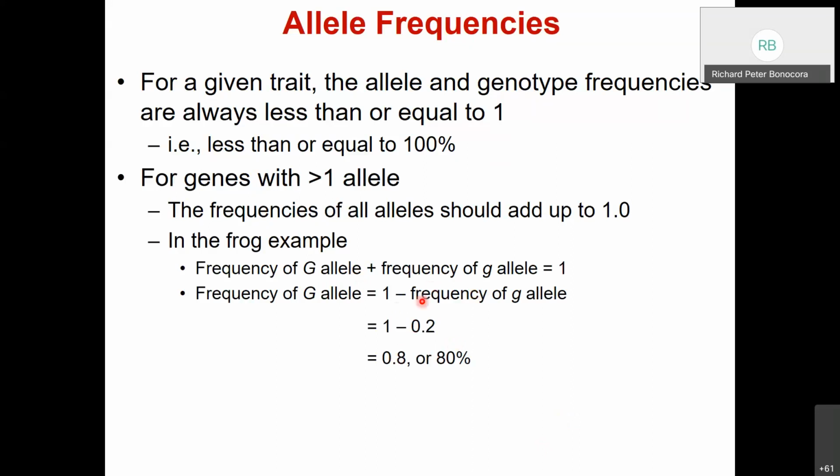So why am I going through this? This is very simple. This is when we're trying to figure out the allele frequencies when we don't have such a nice distinction between dark green frogs and medium green frogs, which are homozygous for the big G allele or heterozygous. It becomes just slightly more complicated.